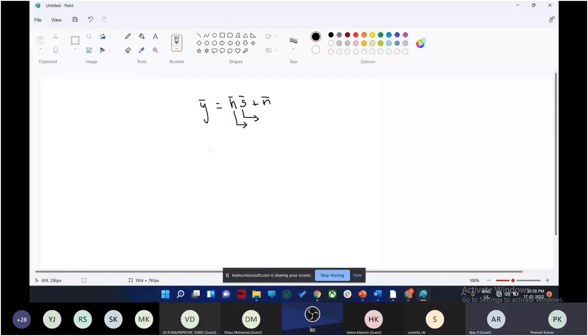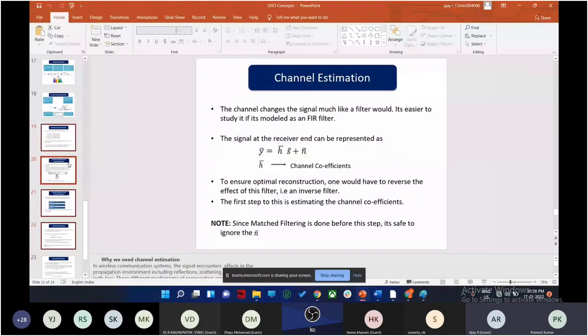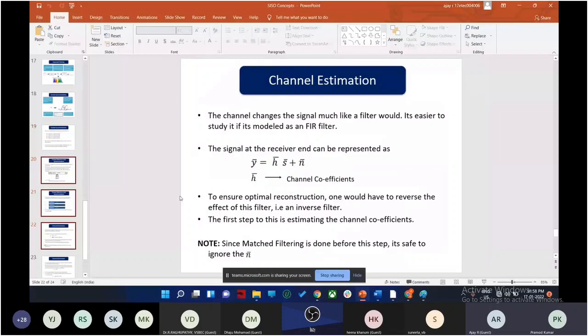using the training sequence. As you might know, at the transmitter side, I'll show you how the packet will be there.